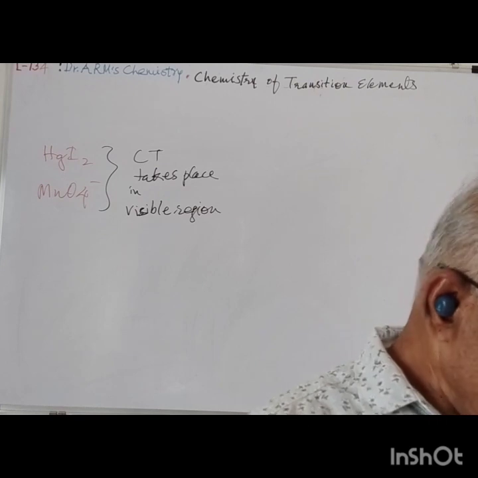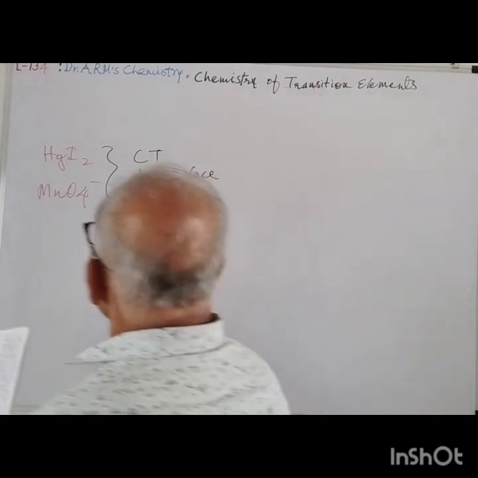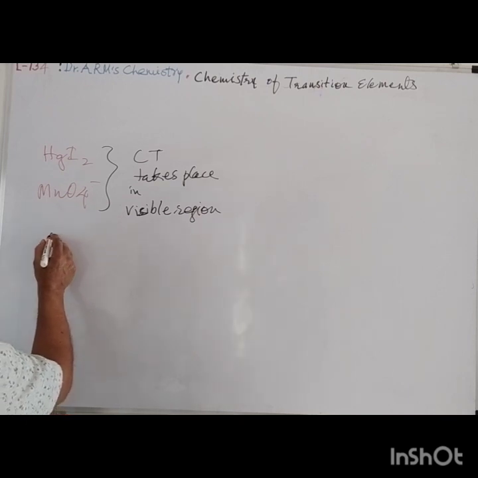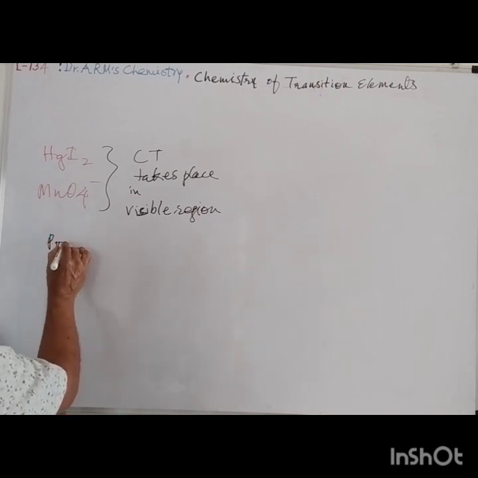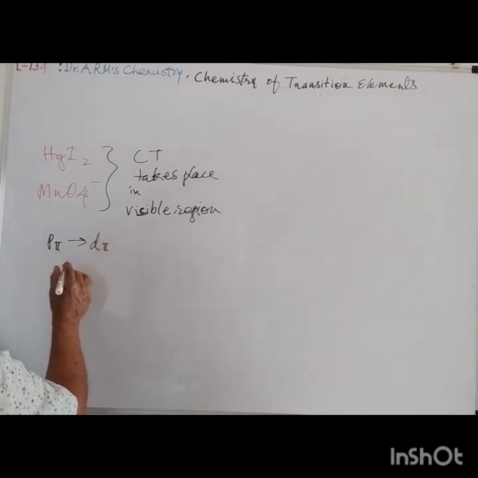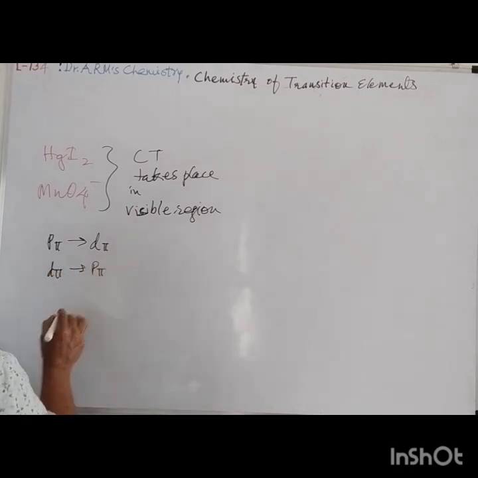Here the charge transfer transitions take place in this way, that is p pi to d pi or d pi to p pi. But here the charge transfer occurs in the visible region, as we have seen earlier. It will affect the color of the compound or complex.